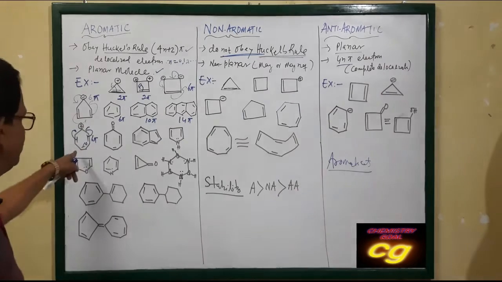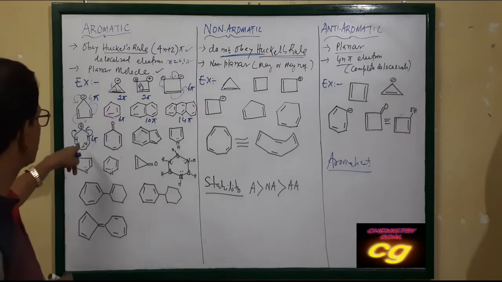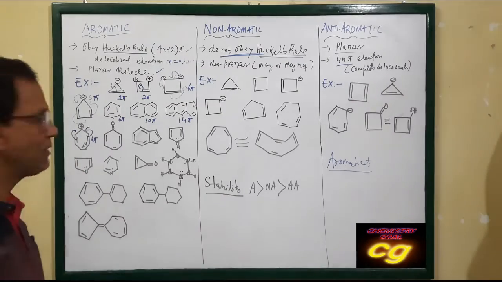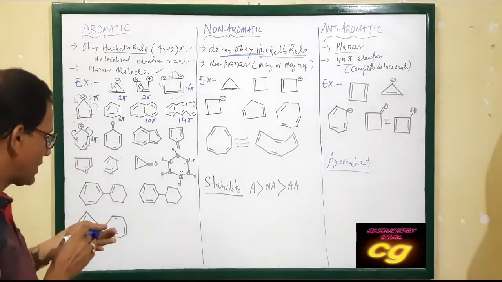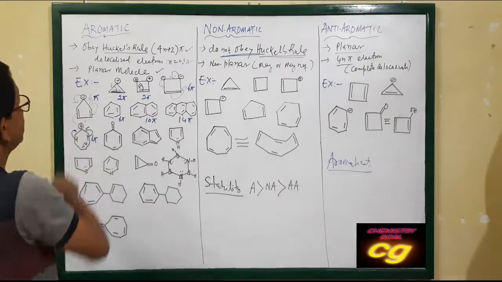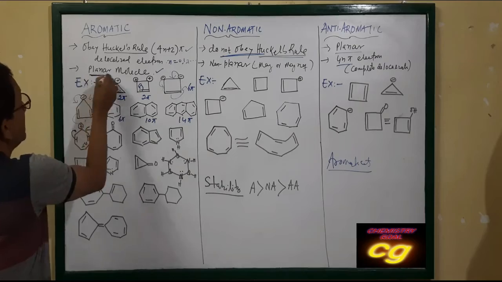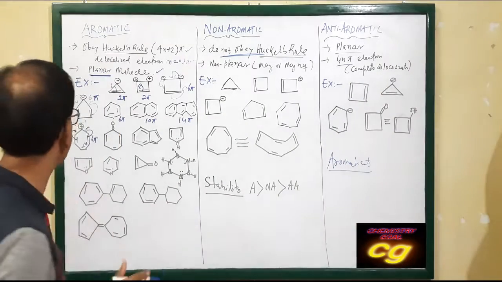That's why this is called tropylium ion. This is a tropylium ion which is also aromatic because it has completely delocalized pi electrons. How much? 6 pi electron. The molecule is also planar. The molecule should be planar. This is very important, planar. It must be planar and must obey Huckel's rule, both points satisfied.